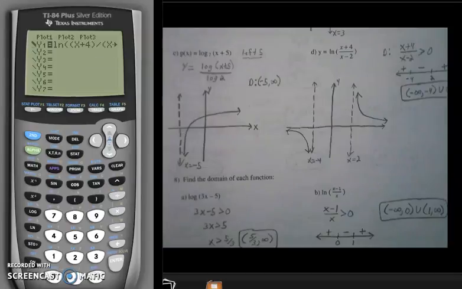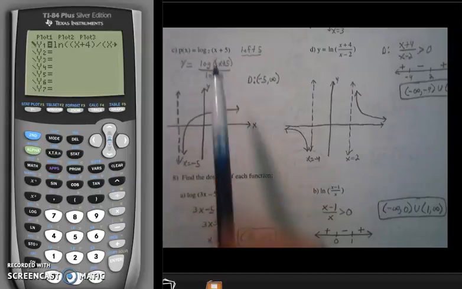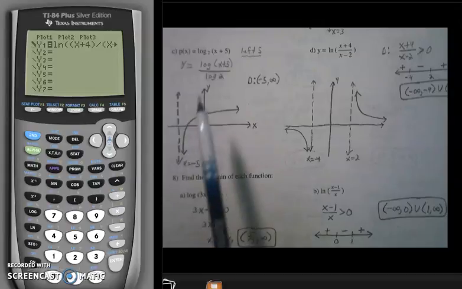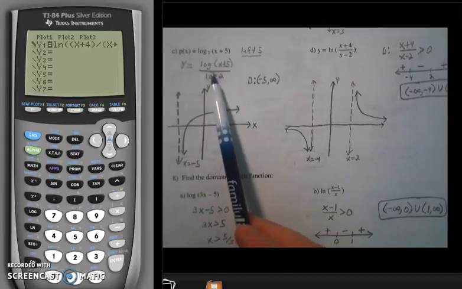In part C, notice that we have a logarithm graph shifted to the left 5. So that plus 5 shifts it to the left 5. So our vertical asymptote is at x equals negative 5. So when you put that in your calculator, log of x plus 5 in parentheses, and then divided by log 2.